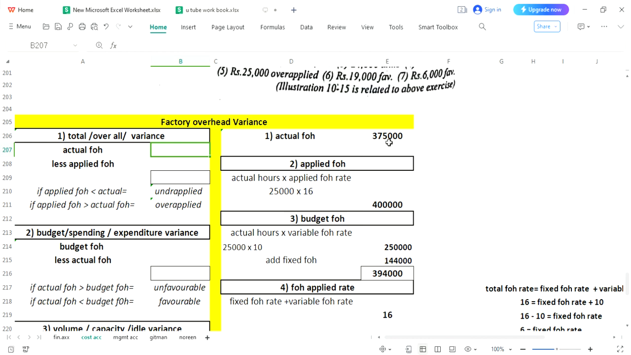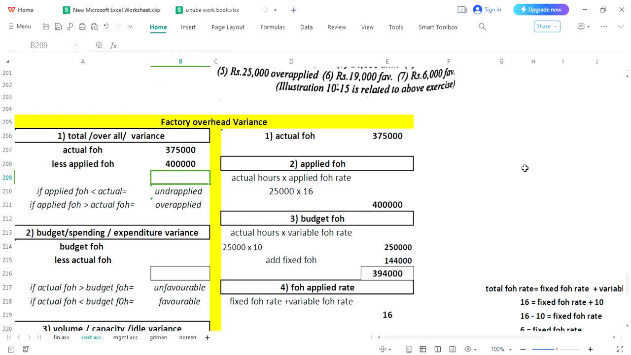The first variance is total variance, for which we need actual FH. Come over here, you have mentioned actual FH over here, which is 3,75,000, put it here. And then you need applied FH. Applied FH was calculated over here. You can see the highlighted area, and applied FH was 4 lakh. So you can put 4 lakh over here.